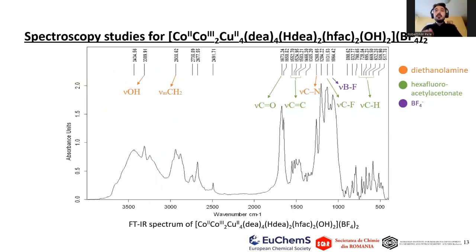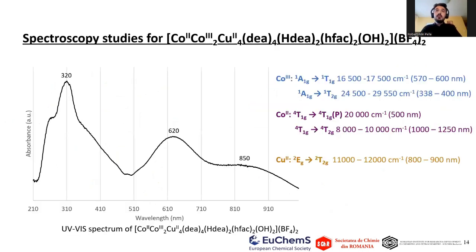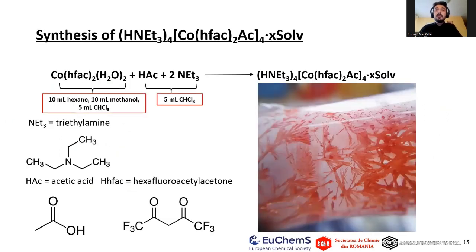The same studies for the organic ligands. We can see also the boron-fluorine bond here. And in this case, in the UV spectrum, we have specific bands for copper 2. So it's the same spectrum, but we have an additional band at around 850 nanometers for copper.